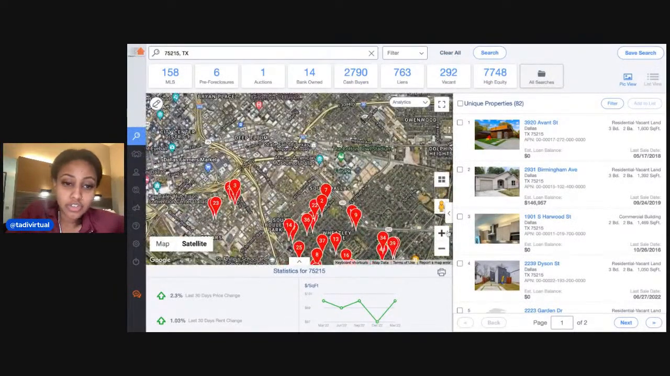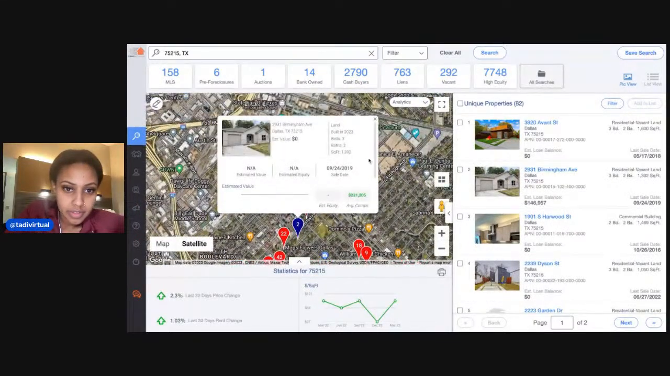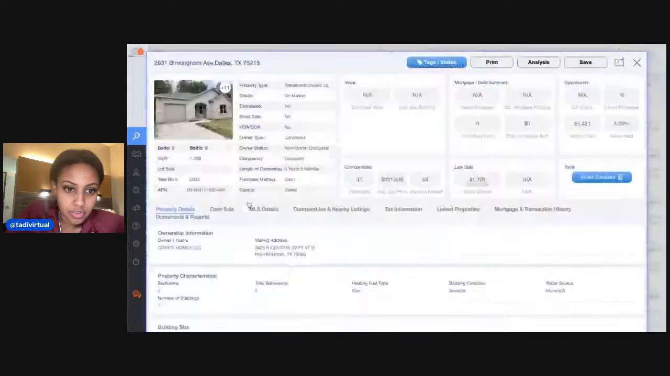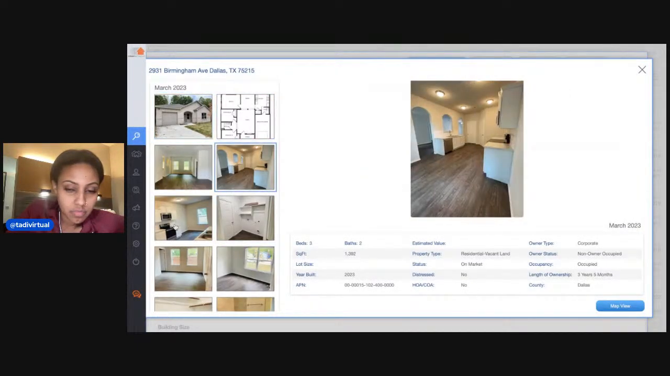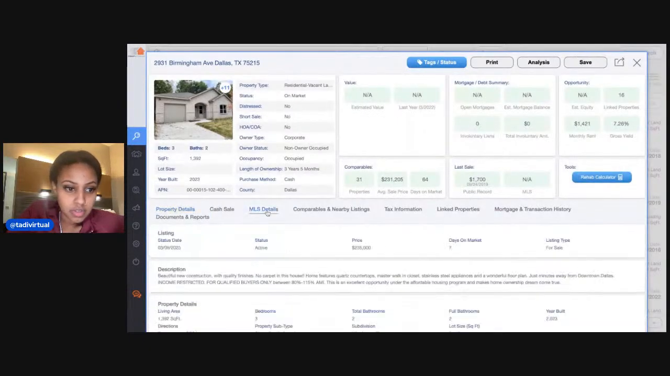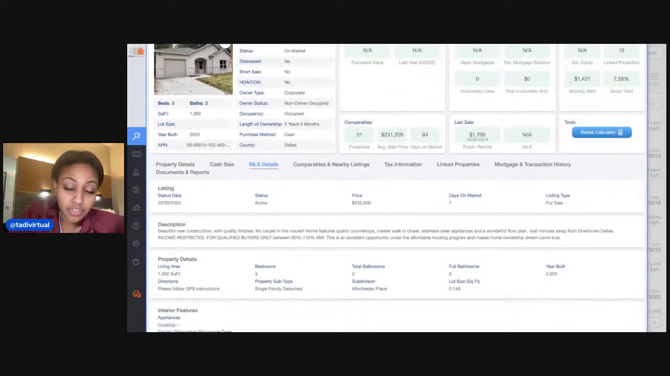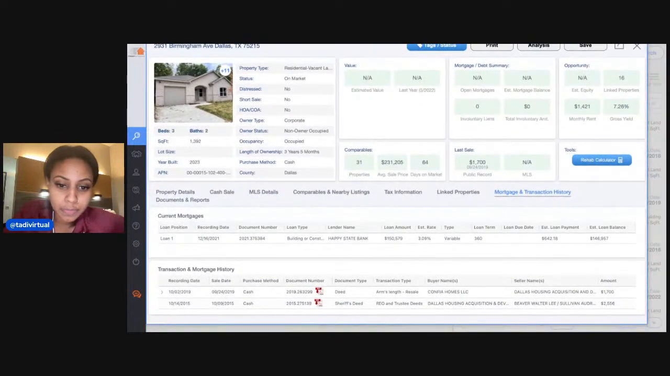And then I'm going to try. So there's actually nothing right there, but this was built in 2023. That's pretty close. Let's look at it. So it's a 3-bedroom, 2-bath, 1,300 square feet. It was just built and they listed it for $235,000. So that's really cheap. In mortgage and transaction history, we might be able to see what the land sold for. So yeah, we can see right here, the land sold for $1,700.